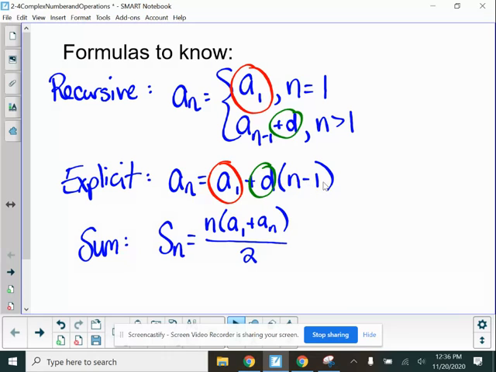The sum you're going to use anytime you need to find the value of a series, because the sum allows you to add up terms as long as you know n, which is the number of terms in the series or in the sequence. A1, again, is that first term, like it was circled in red up here, and then AN is going to represent your last term. The 2 in the bottom is always a 2 in the bottom.